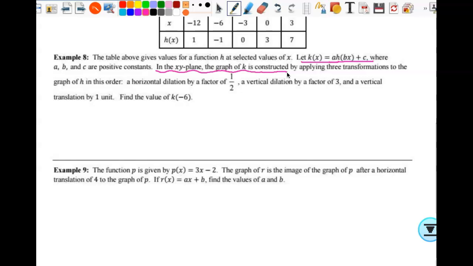Okay, applying 3 transformations to the graph of H in this order: horizontal dilation, vertical translation. We want to find K of -6. But the first thing we want is K of X. So I want you to take that information, I'll give you a second, and I want you to write that equation.